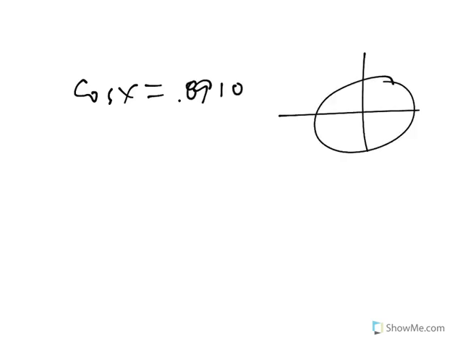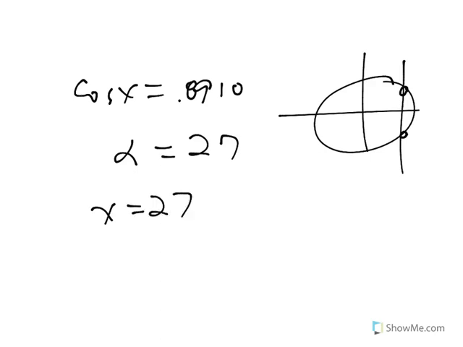Same thing with cosine. Cosine is 0.9, so there are two answers. One's going to be between 0 and 90, and one's going to be between 270 and 360. The reference angle is 27 degrees, so the answers are going to be 27 and 360 minus 27, which equals 333.